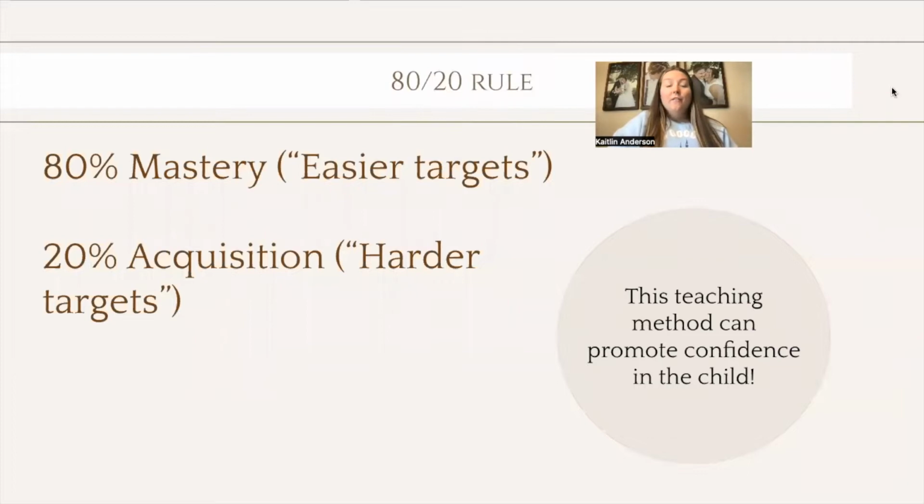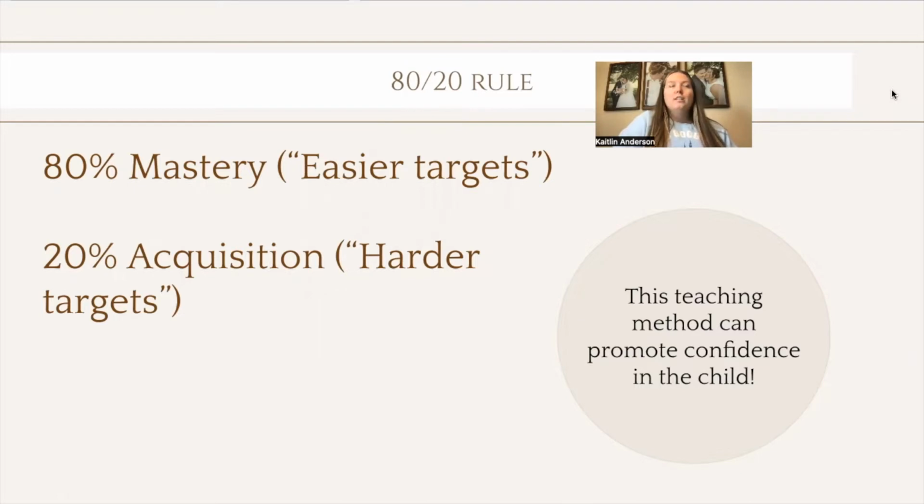Okay, so first and certainly very important is our 80-20 rule. So this is basically 80% mastery, which is those easier targets that the client already has in their repertoire, and then 20% acquisition, which are the harder targets.